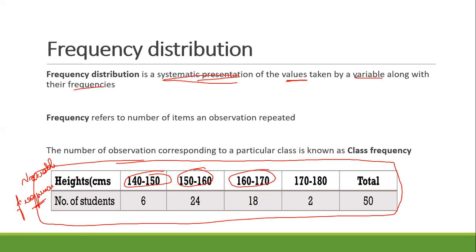Okay, take this example. Now your heights are given: 140 to 150, 150 to 160, 160 to 170. What are these? These are nothing but variables. Why variables? Because they are in numbers.